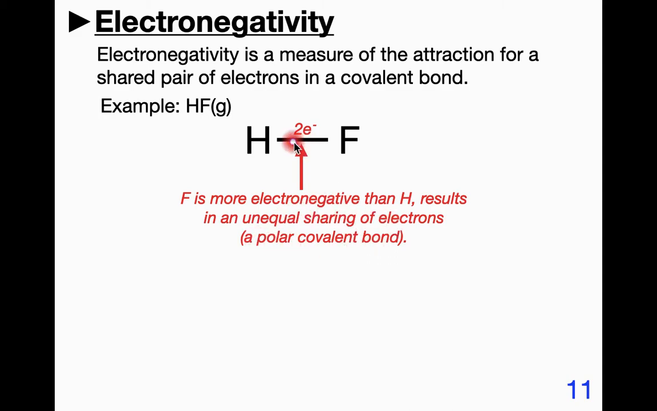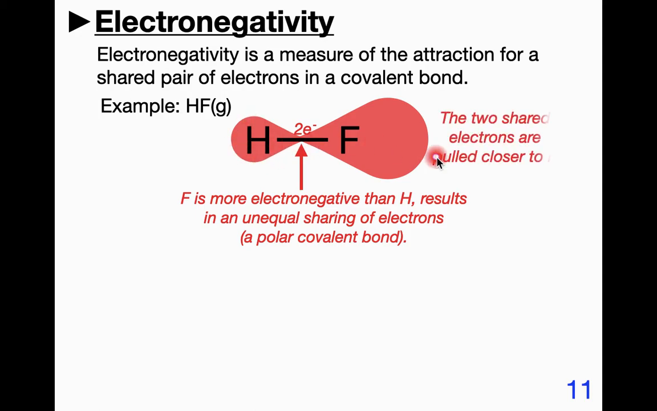polar covalent bond. So we can exaggerate this. If this shaded area here represents the orbitals that are being shared, the hydrogen has one half-filled s orbital, the fluorine has one half-filled p orbital, and they overlap with one another, and that's what a covalent bond is. But that sharing is unequal. So the two electrons that are being shared between the two are more over on the fluorine side than the hydrogen side. So the two shared electrons are pulled closer to fluorine. So fluorine is therefore more electronegative.